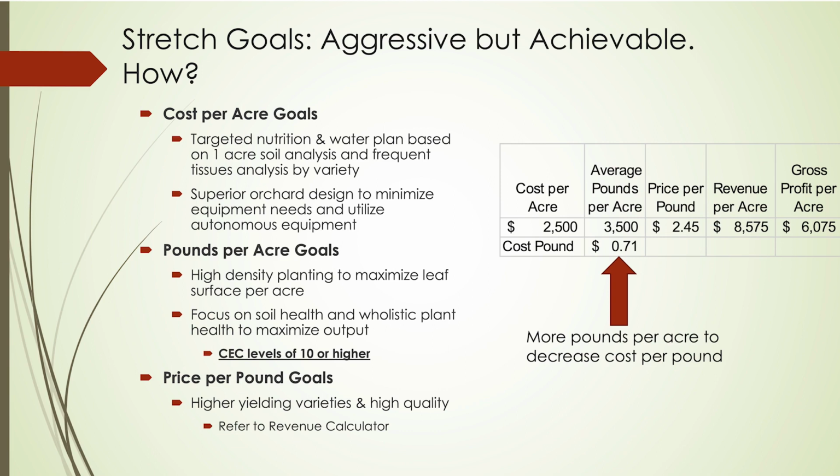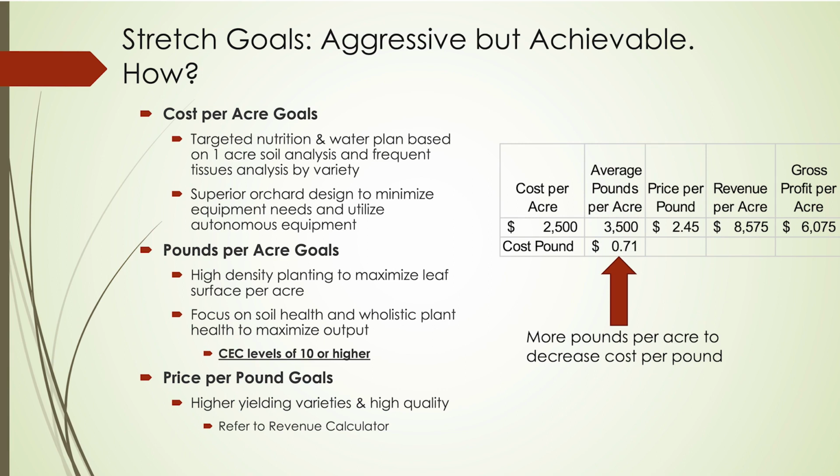The Gus systems I don't think will work in a Georgia orchard with a mix of tree ages and tree heights, from a 110-year-old tree to a 4-year-old tree, and 20 feet tall to 120 feet tall. Pounds per acre goals. High density planting to maximize leaf surface per acre. We'll dive into that in more detail in a minute. And a focus on soil health and holistic plant health to maximize output.